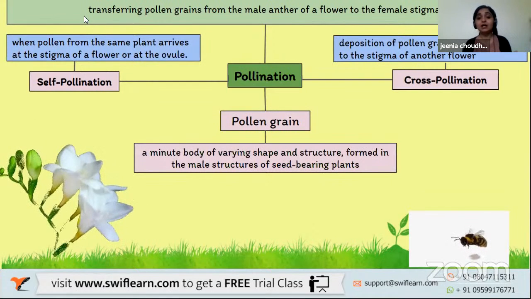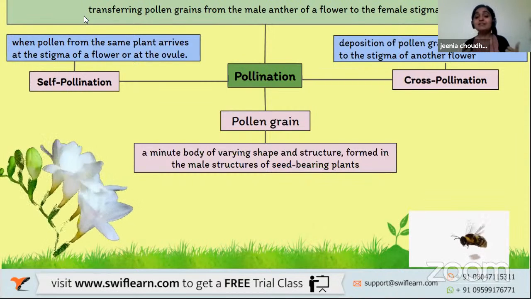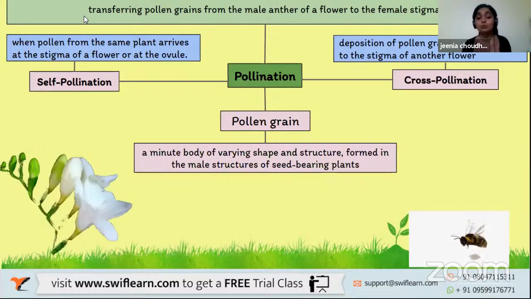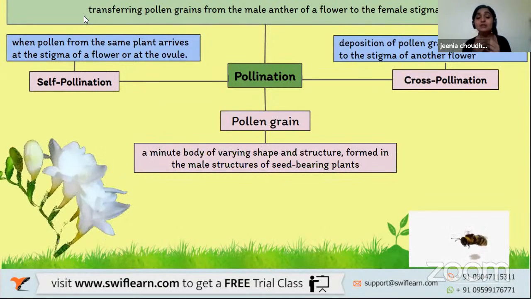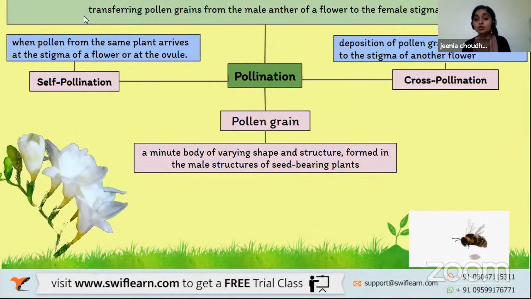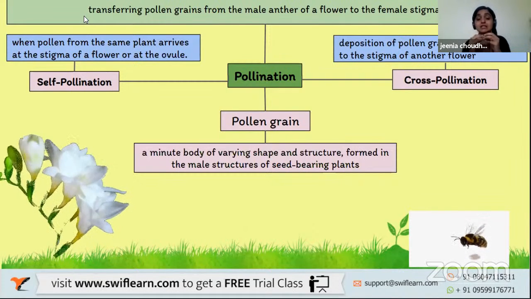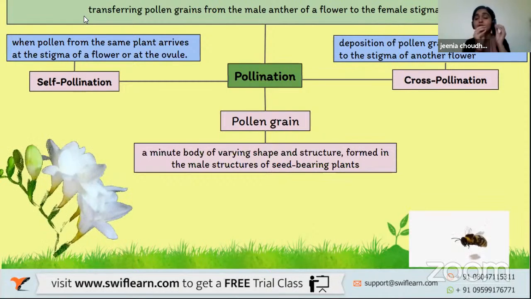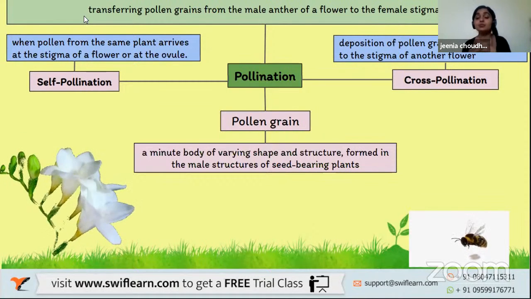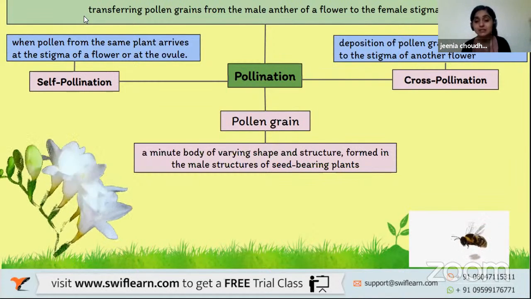Okay, now what is a pollen grain? A minute body. Why are we talking about these pollen grains moving from one place to another, and because of them we are creating new species? What exactly are these things? A pollen grain is a minute body of varying shape and structure formed in the male structure of a seed-bearing plant. So it's a male reproductive part, a small grain inside the male reproductive parts that needs to be transferred from the male part to the female part to start the process of fertilization.